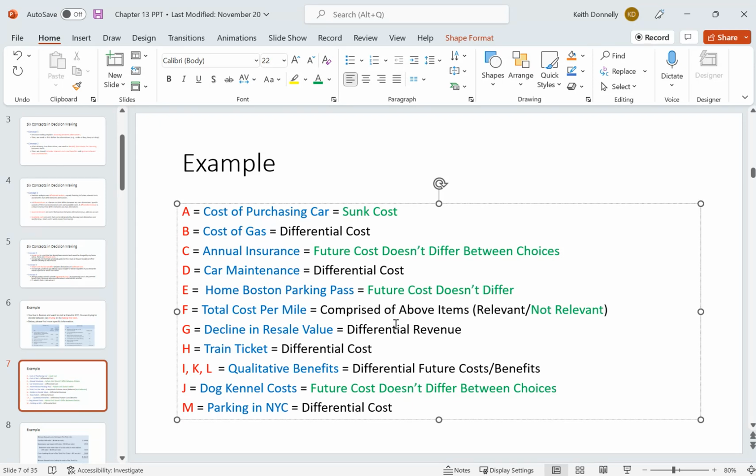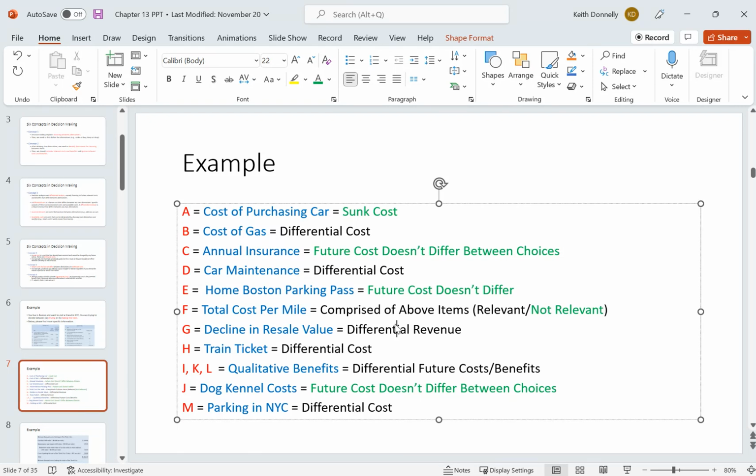Okay, total cost per mile. So this is kind of mixed, right? In other words, portions of it, to the extent it's comprised of the above items, can be relevant or not relevant. So it depends which kind of items there. All right, decline in resale value. That's going to be a relevant cost. In other words, if we drive, we'll put more wear and tear on. We can't sell the car for as much in the future. So that's going to be a change in revenue by virtue of which option we pick, drive or take the train.